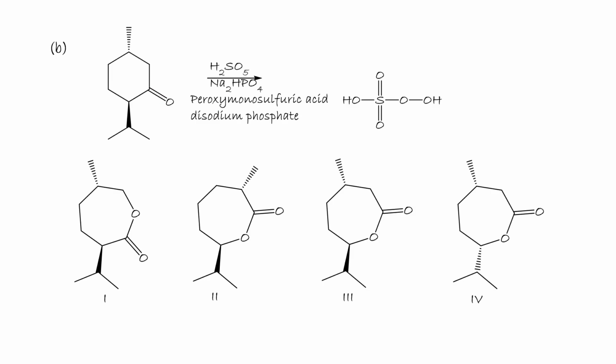Once again, here we have carbonyl. We have here peroxy acid. We call it peroxymonosulfuric acid, in presence of disodium phosphate. Here we have CH2 and we have here a secondary carbon. So this one will migrate, right, over this one, and the oxygen will get inserted in here without change in the configuration of this carbon.